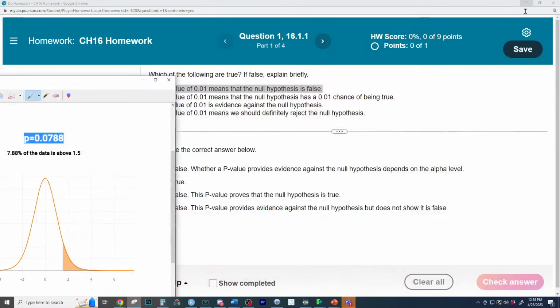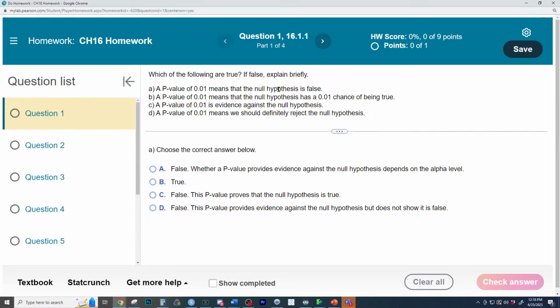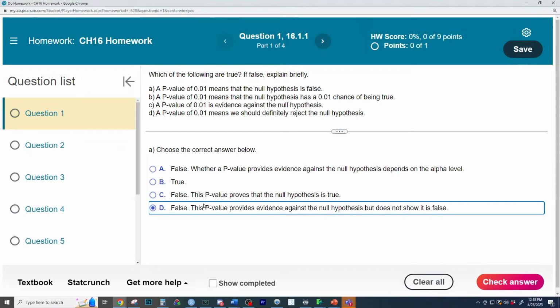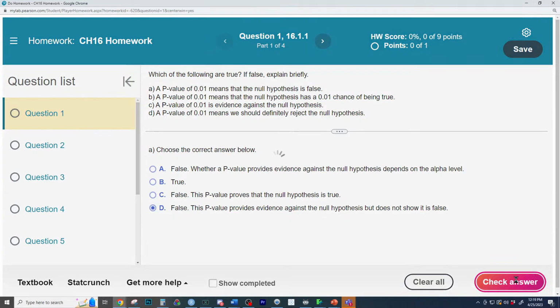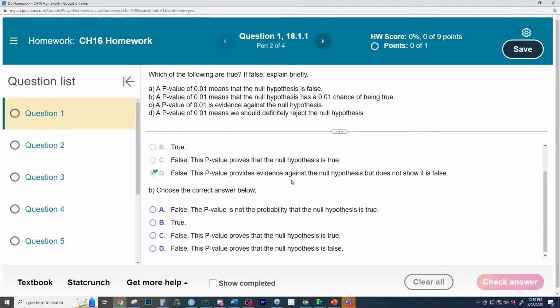And so using that knowledge of what a p-value is, it's the probability of what we saw. A p-value of 0.01 means the null hypothesis is false. Well, it's about our results. So the p-value provides evidence against the null. It doesn't show it's false. We say we have evidence against the null. The p-value provides evidence against the null depending on the alpha level. No, we don't say the null is false. We just say I don't believe the null anymore.